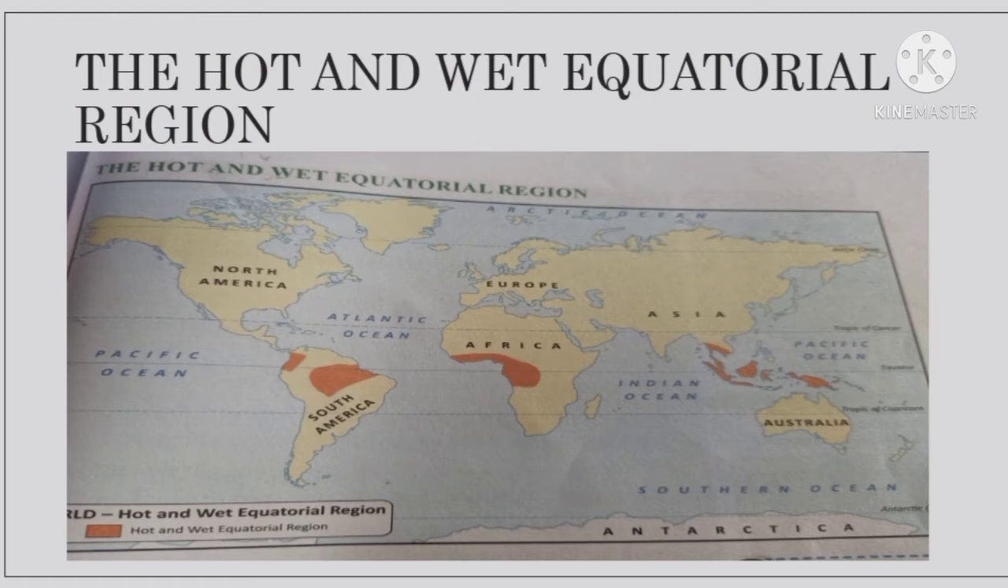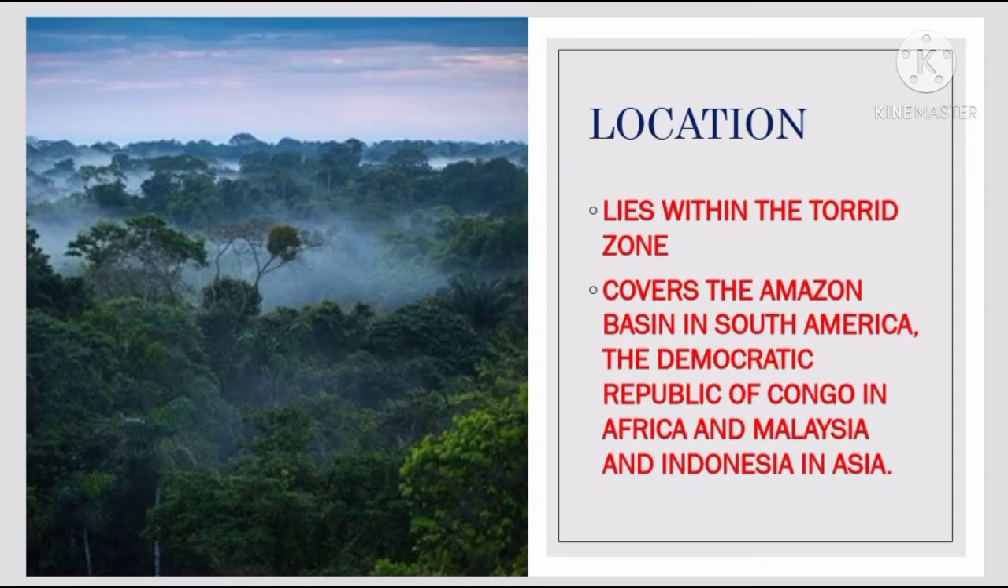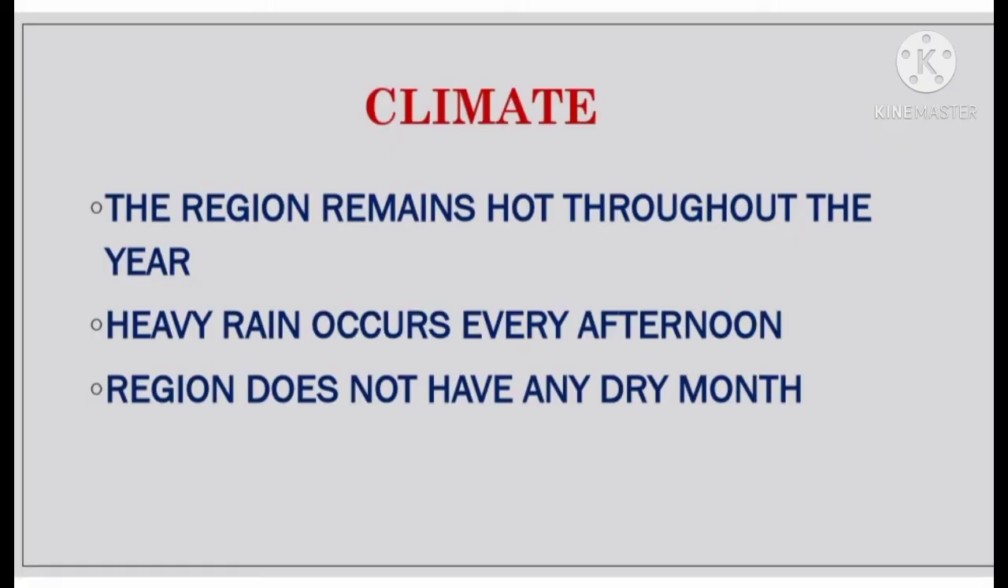These regions are the hot and wet equatorial region, the hot desert region, the temperate grassland region, and the polar region. The first one we are going to discuss is about hot and wet equatorial region. First topic is about the location. This region lies within the torrid zone and extends between 10 degrees north and 10 degrees south latitudes. It covers the Amazon basin in South America, the Democratic Republic of Congo in Africa, and Malaysia and Indonesia in Asia.